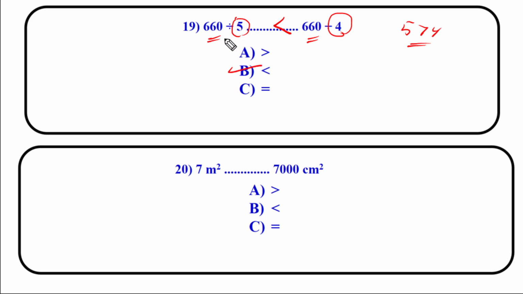You can find it by division. You can divide 660 by 5 and find the quotient, and divide 660 by 4 and find the quotient. The quotient of 660 divided by 5 will be less than the quotient of 660 divided by 4.